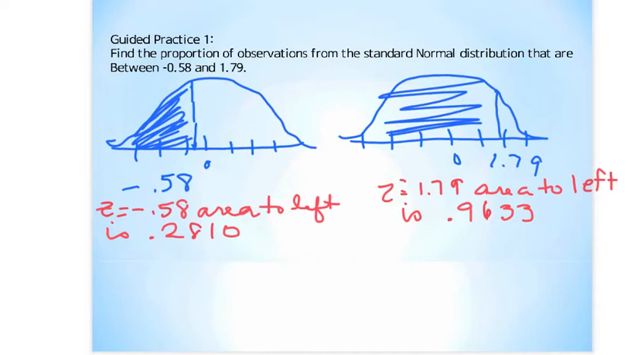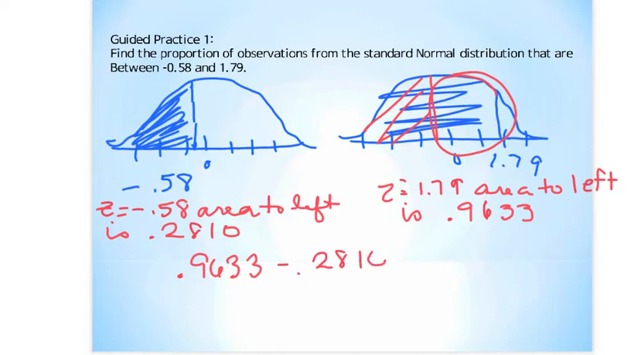So again, we want to chop this area off. We're trying to take this off and get rid of it so that we're just left with this area. So we're going to do 0.9633, and we're going to subtract 0.2810. And if you put that into your handy dandy calculator, or you do it in your head, you'll find that the area between negative 0.58 and 1.79 is 0.6823.